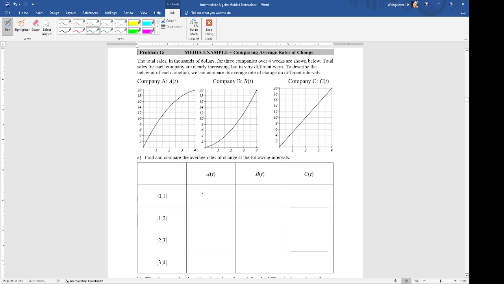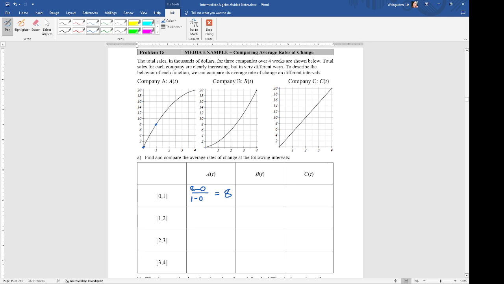So in letter A, the first column, first row, we're looking at A of t. We're finding the rate of change between 0 and 1. So we're going to take our outputs, 8 minus 0, because we went up to 8, over our inputs, which is 1 minus 0, and we get 8. 8 over 1, which is 8.